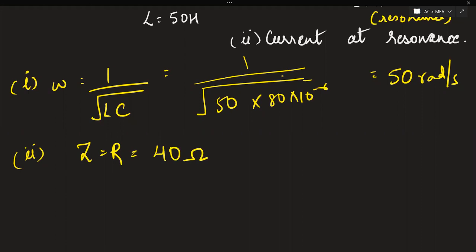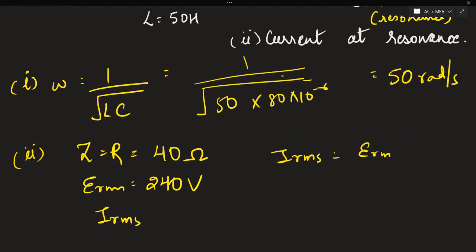So Z is equal to R, which is 40 ohms, and we have to find IRMS. ERMS is also given as 240 volt. So IRMS will be equal to ERMS divided by Z, which is 240 divided by 40. This will give you 6 amperes. Fine, note down the solution. Then after 5 minutes, I'll start with the transformers. Then if time is left, we'll do more questions.